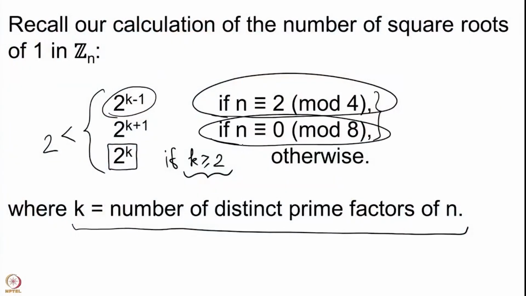And finally, if you have n congruent to 0 mod 8, whatever number of prime factors you have, 2 power k plus 1 is always going to be bigger than or equal to 2. So, here you always have this to be bigger or equal. This is something that you have to study later. So, we will say sometimes. So, these are the 3 major observations which we write down here.